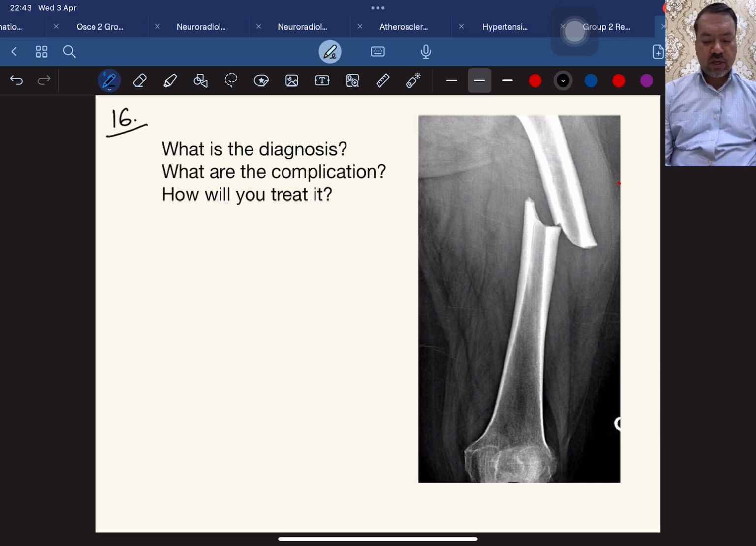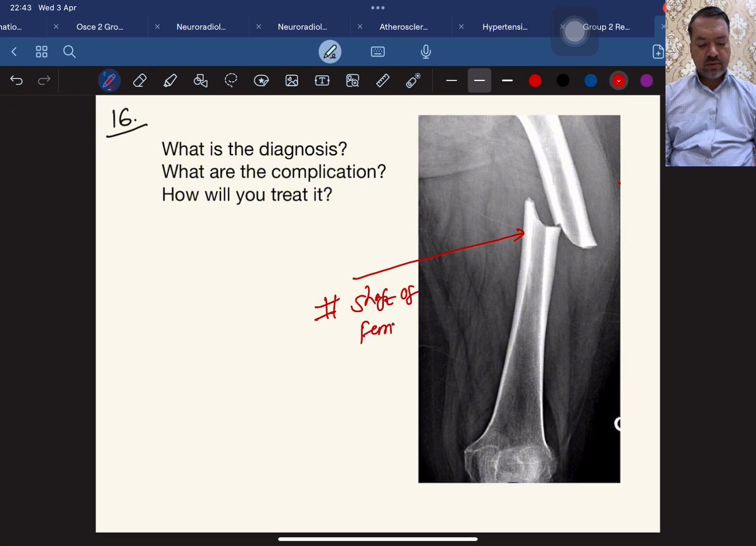Now question number 16: what is the diagnosis, what are the complications, and how will you treat it? These are the questions. The diagnosis is very straightforward. This is the femur bone, so this is a fracture of the shaft of the femur. Okay, and what type of fracture is this? It almost looks like a little bit of an oblique type of fracture to me. Not transverse, a little bit oblique.